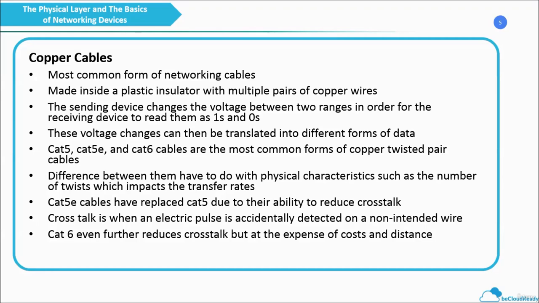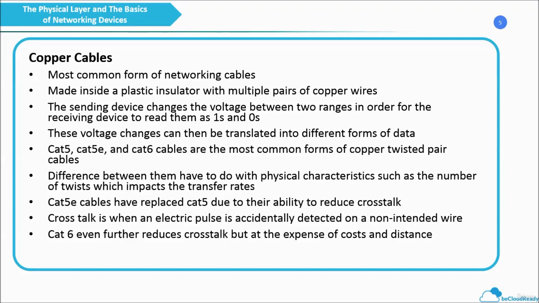The sending device changes the voltage between two ranges in order for the receiving device to read them as ones and zeros. This basically means that when you are trying to transmit, the data will be transmitted in a series of ones and zeros, and the way the receiving computer will be able to read those ones and zeros will be the change in voltage between the two ranges. The sending device will change the voltage depending on whether it wants to send a one or a zero. These voltage changes can then be translated into different forms of data.